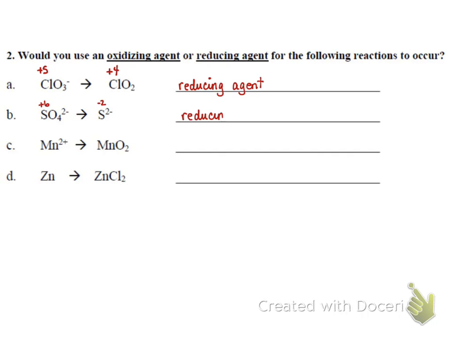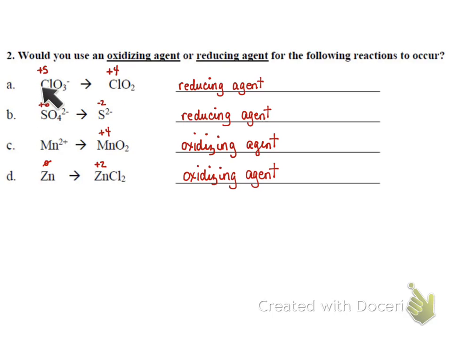In the next section, go through, figure out, these are only half reactions, they don't show an entire balanced equation, but figure out what element is changing in which direction and what would do that process. So in this case, chlorine is going from +5 to +4, so chlorine is getting reduced. So this would require a reducing agent here. And then go through and do these and then check and see how you did.